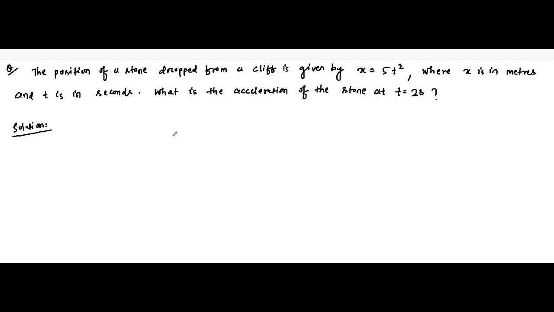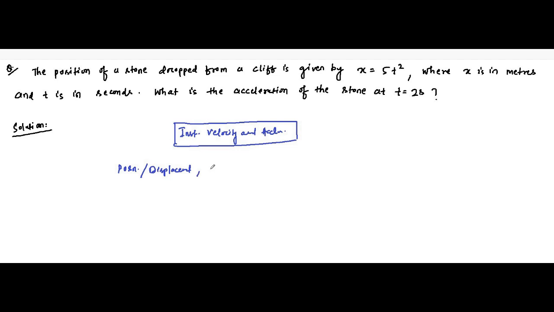So this question is based on the concept of instantaneous velocity and acceleration. Okay, so here the position or displacement is given by x is equal to 5t square.